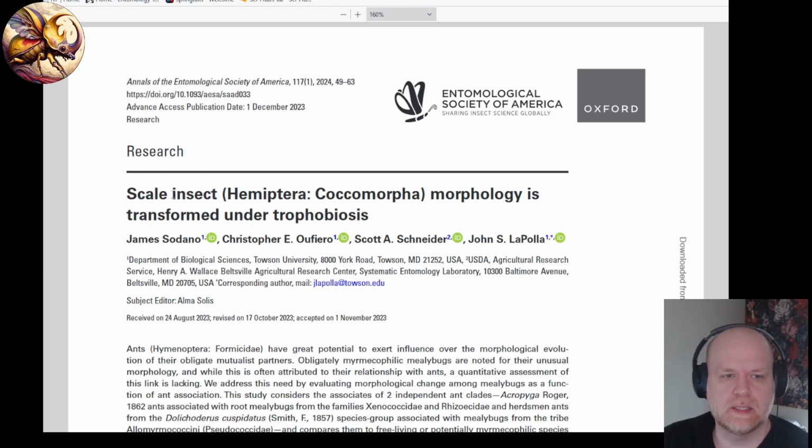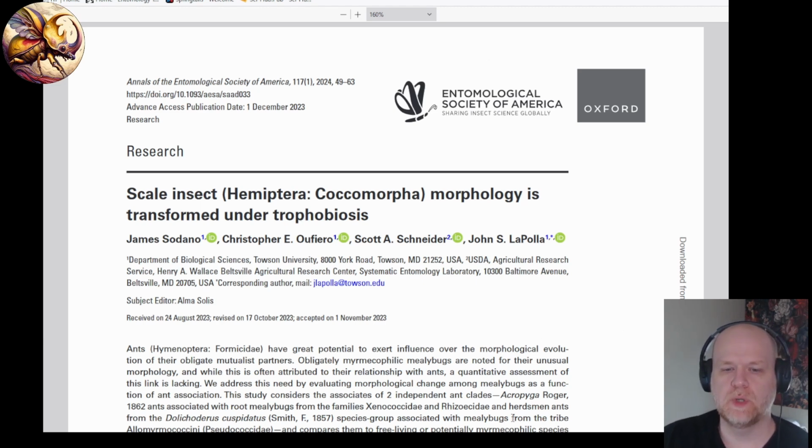So scale insects are tiny little sap-sucking insects that you commonly find on soft tissue plants, or occasionally you'll find coccids on trees. Hemiptera are the true bugs. And the Coccomorpha, it literally means the things which are coccid shaped, morpha being shape. So these are scale-shaped insects. It's a very, very large group, and they are specifically talking about mealybugs and their associated families.